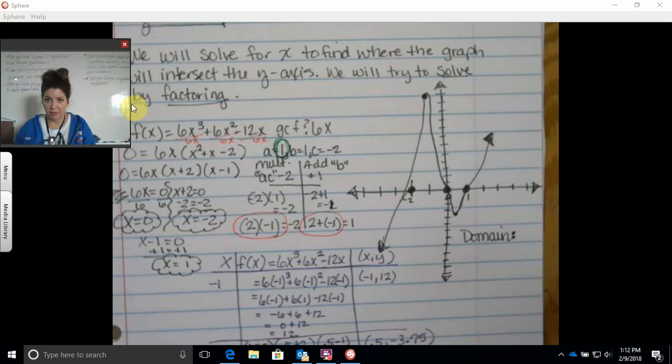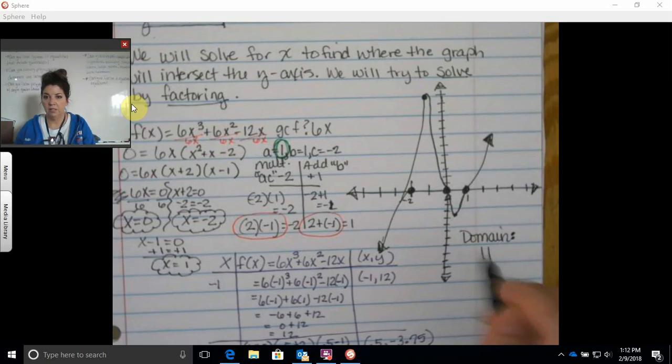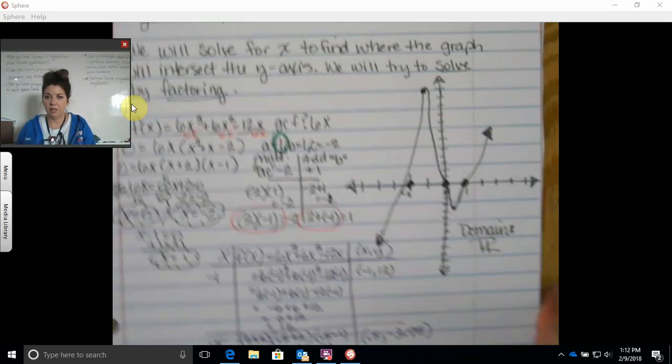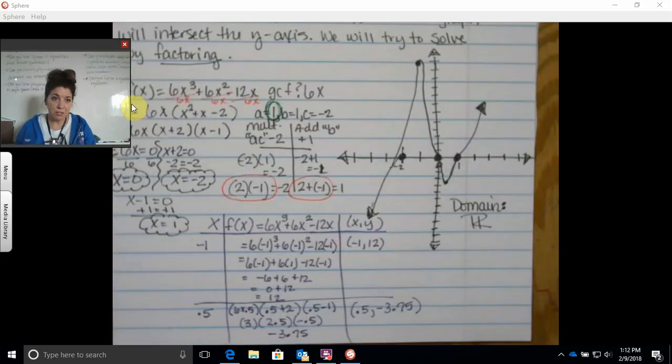Anybody know what the domain would be for this graph? Domain would be negative infinity to positive infinity. Does that also mean all real numbers? Yes, you could say it either way, right? Remember, I like to write the cool double R because it's also my initials.